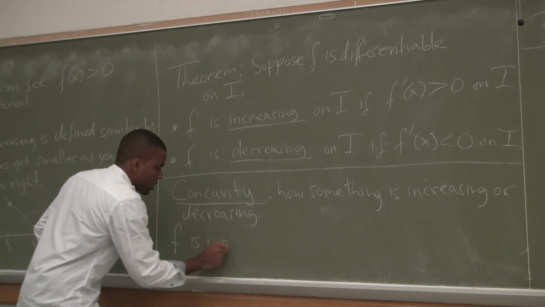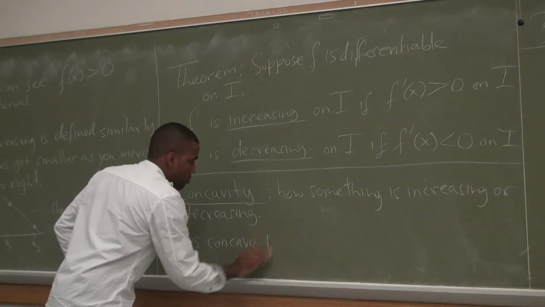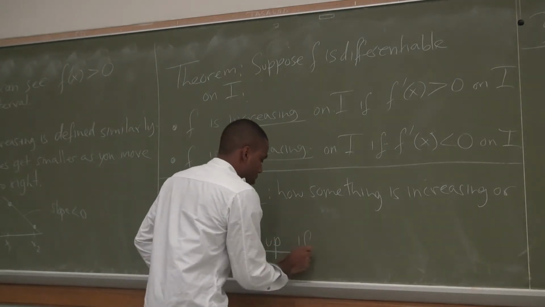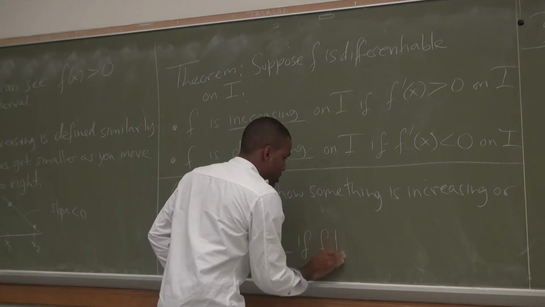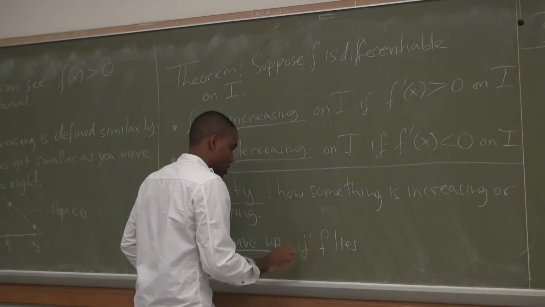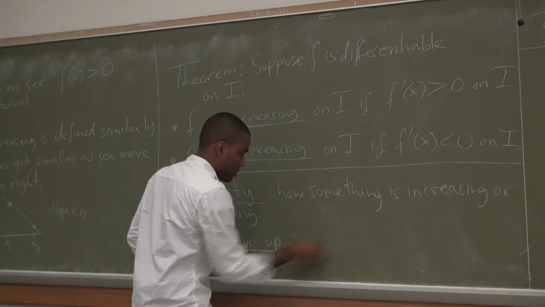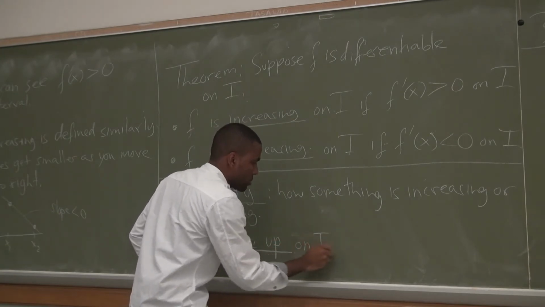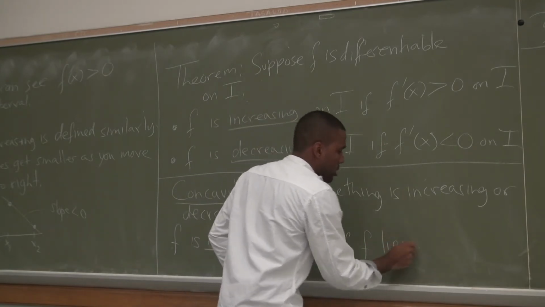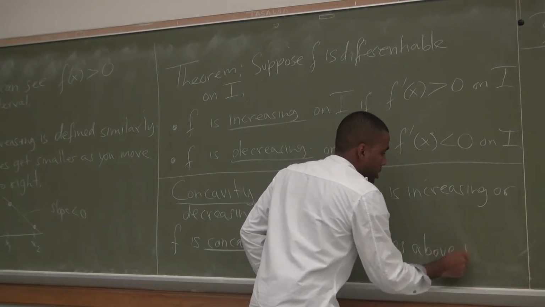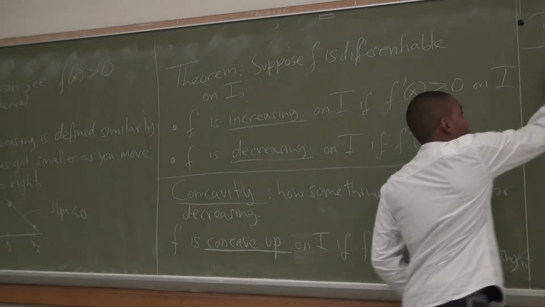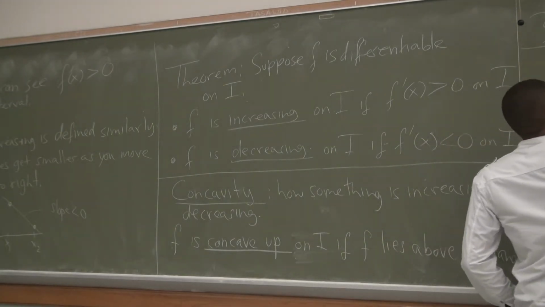F is concave up on the interval if f lies above its tangent lines on the interval.